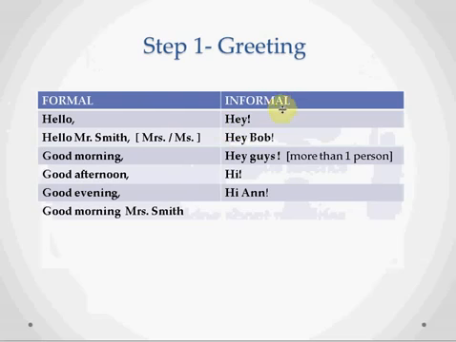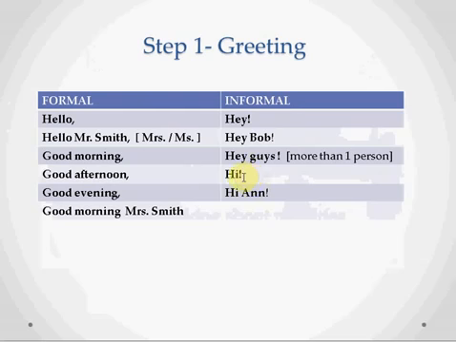If we're using an informal language, we would say things like hey, or we'd say hey Bob. We're using the first name of the person. Hey Bob. Hey Tom. If there is more than one person, we could say things like hey guys. Guys is when there are more than one person. So if we have two or three people standing in front of us, we could say hey guys.